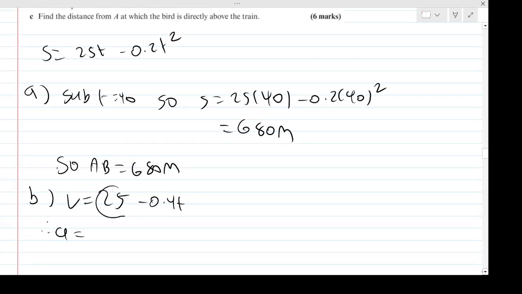So 25, the number goes to 0, but it goes away. And then minus 0.4t will go to minus 0.4. Well, there we are. It's constant. The acceleration is constant. It's just a fixed number.